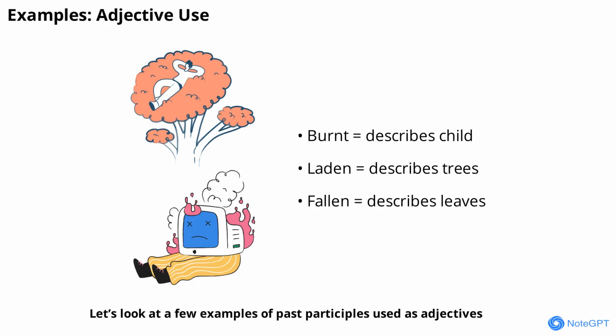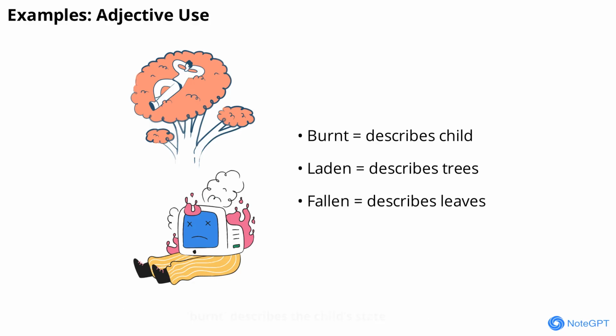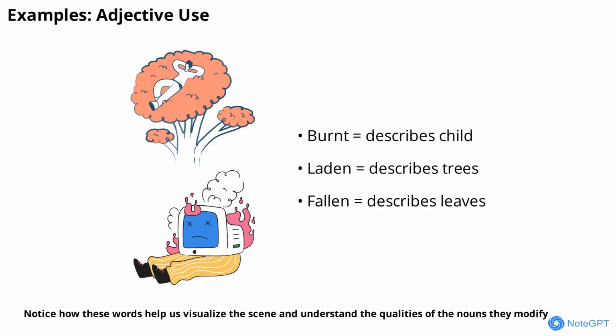Let's look at a few examples of past participles used as adjectives. A burnt child dreads fire. Here, burnt describes the child's state. We saw trees laden with fruit. Laden tells us about the trees. She swept the fallen leaves away. Fallen describes the leaves. In each case, the participle gives us more information about the noun, painting a clearer picture. Notice how these words help us visualize the scene and understand the qualities of the nouns they modify.